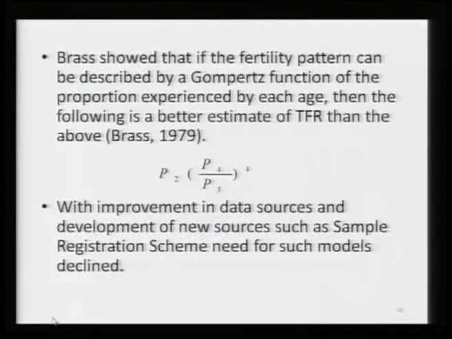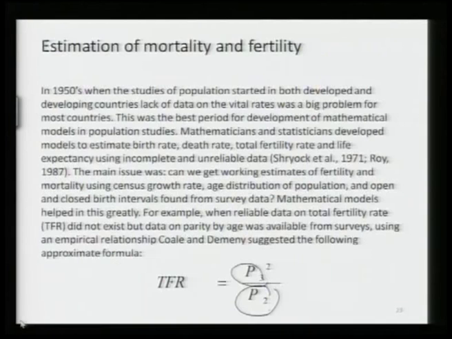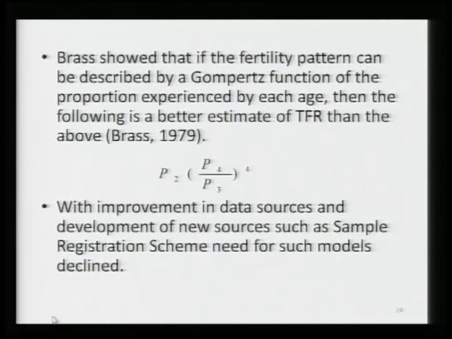Brass, another demographer, showed that you get better estimates if in place of using your previous function P3 square by P2, you go for P2 multiplied by P4 by P3 raised to power 4. Here P2 refers to average parity in age group 20 to 25, P3 is parity in age group 25 to 30, and P4 is average parity in age group 30 to 35.